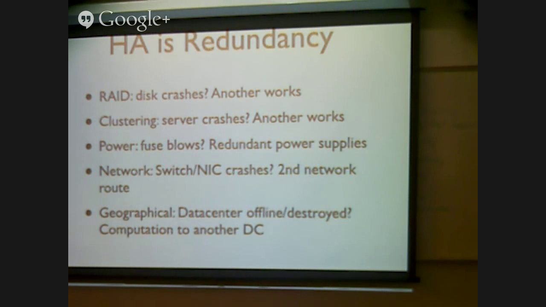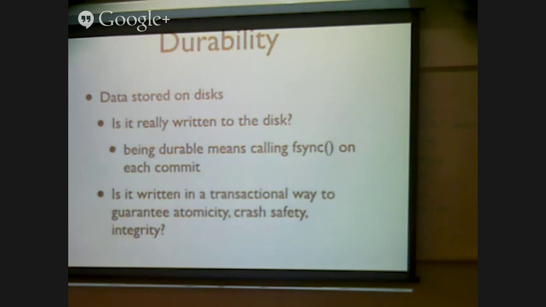And HA is really even biological. You have HA because if you lose a kidney, you have a second one. But we haven't been modified enough so that if you lose a heart, you have a second heart. So durability is pretty important.